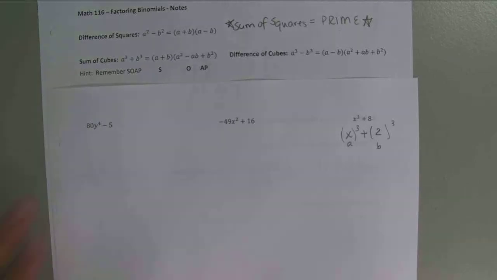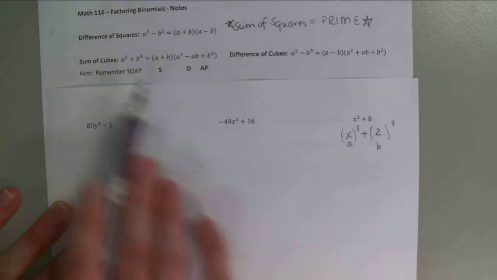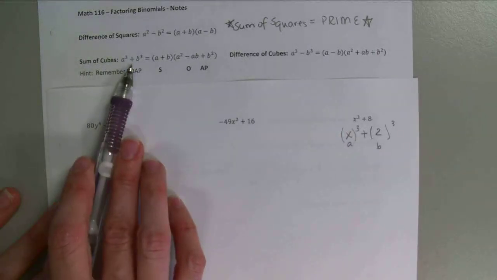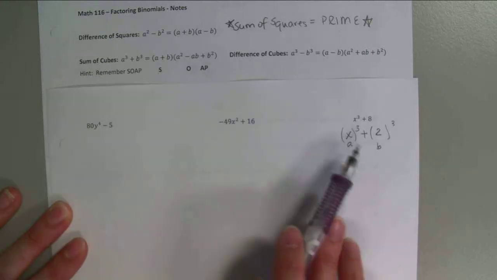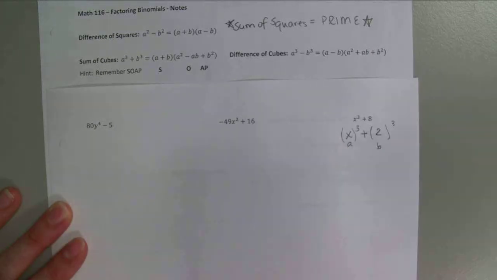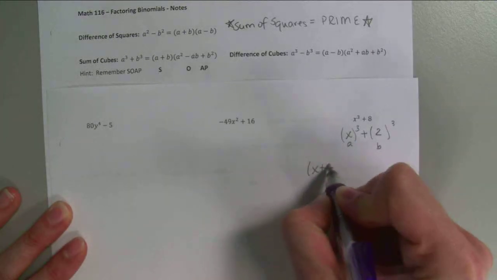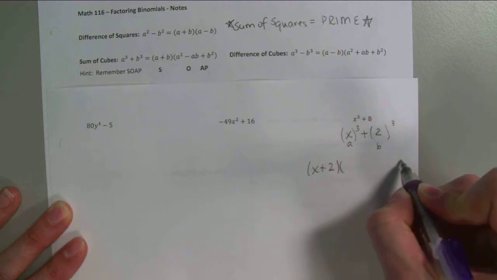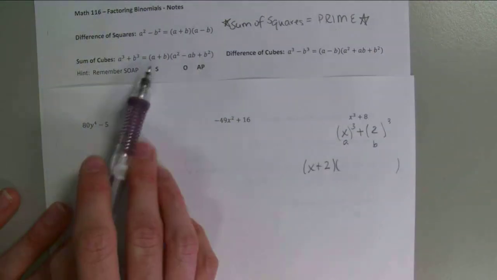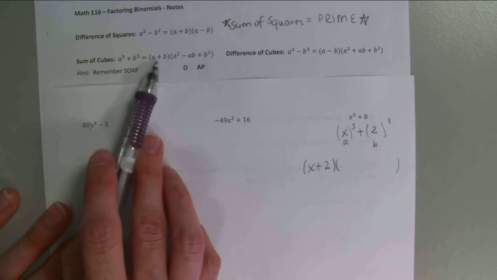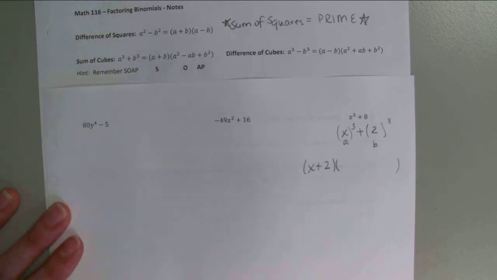Since this is a plus, we're going to use the sum of cubes formula. Okay, so we're going to use this right up here. So how does it start? It starts with each one singularly, A plus B. But what is our A? X. What is our B? 2. So we'll have X plus 2. And this is a big parenthesis chunk. You guys see how I'm just mimicking this up here? So A plus B, X plus 2, all right?